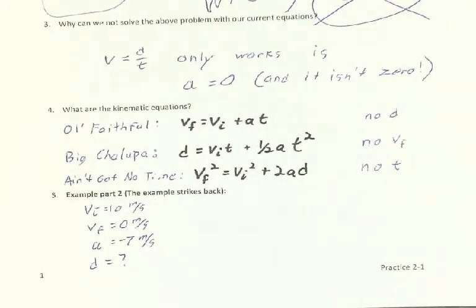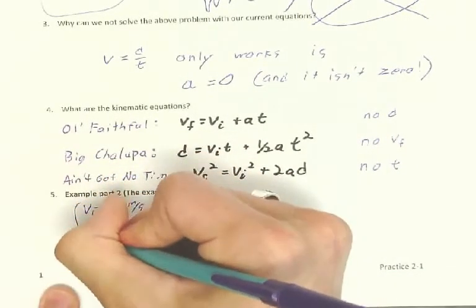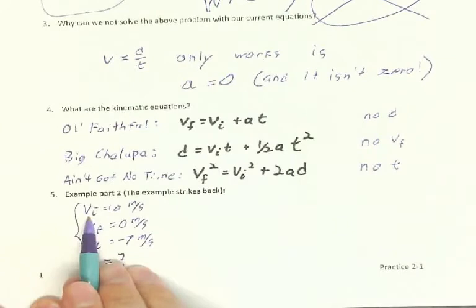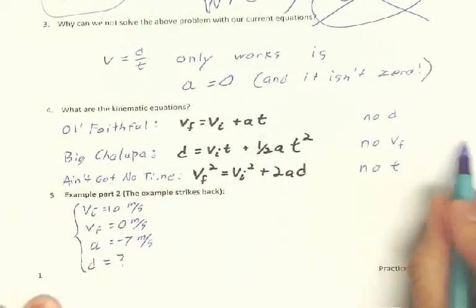Okay, so there are two ways to figure out what equation to use. Here's the way I figure it out. I look at these values here, and I say to myself, what equation has all four of those things? What equation has all four in it? Because there's only one that has them all. So I look and I say, okay, Old Faithful, does it have VI? Yes. Does it have VF? Yes. Does it have A? Yes. Does it have D? No. Okay, Old Faithful's out.